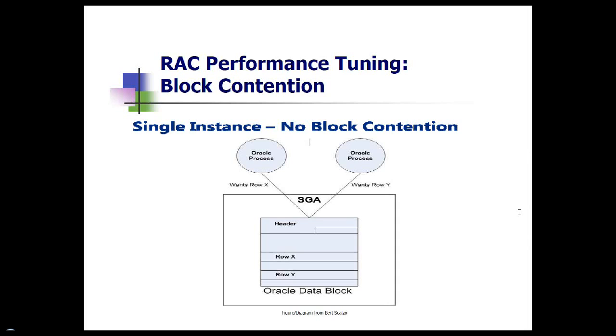So in this case here, there's no contention. Even though we're both doing things in the same block, we're doing it on different rows. It's only when those 2 processes in a single instance want to go for the same row that there would be row contention. Next slide, please.